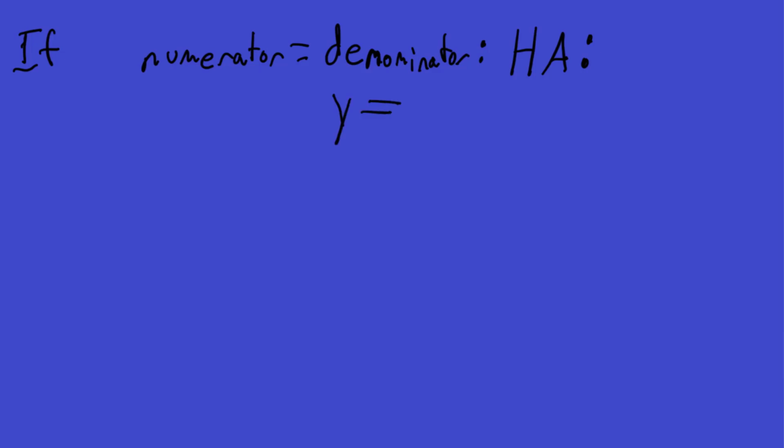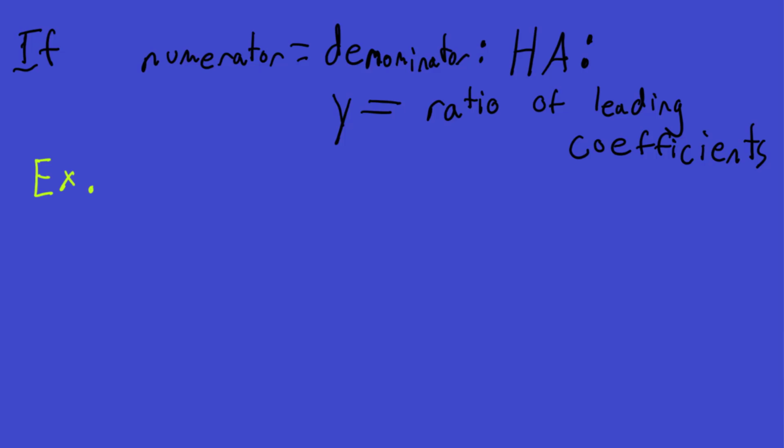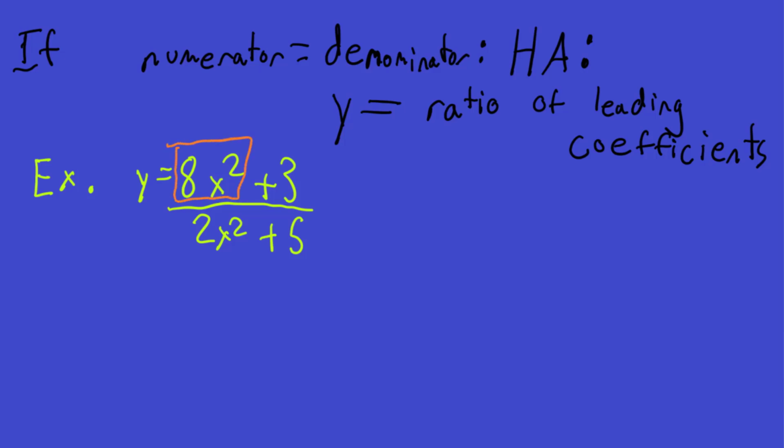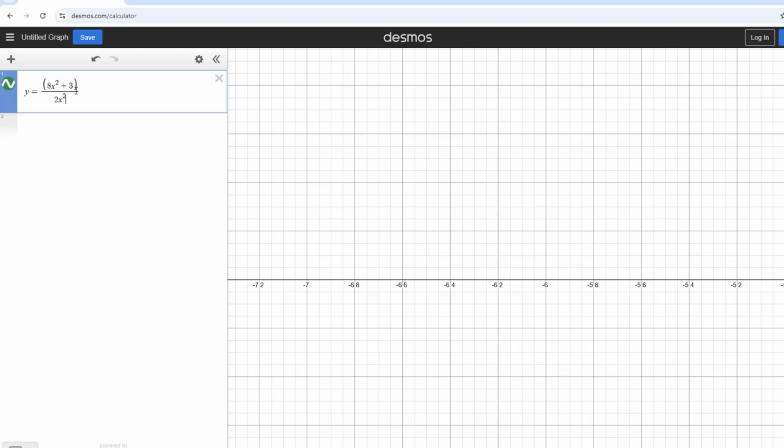If the degree of the numerator is equal to the degree of the denominator, the horizontal asymptote has a value of y equals the ratio of the leading coefficients. They increase at the same rate, so it makes sense the next factor that would decide this is the leading coefficients. For example, y equals 8x squared plus 3 divided by 2x squared plus 5. From this, we would identify that the leading coefficients on both our x squared values are 8 in the numerator and 2 in the denominator. From this, we can get y equals 8 over 2, which is equal to 4. Graphically, we are also able to confirm this is true.